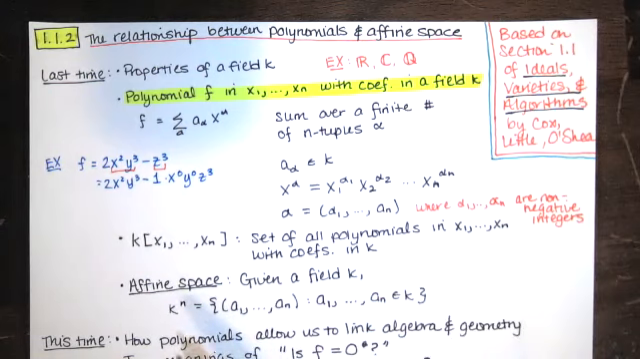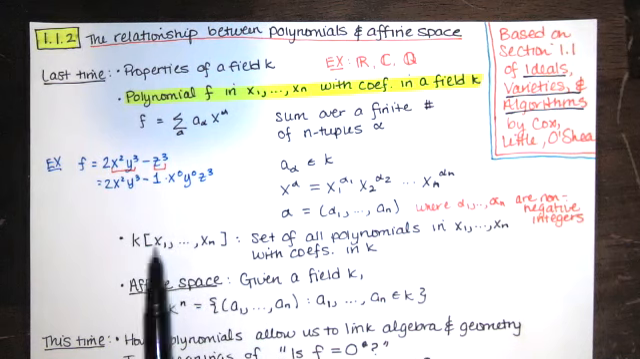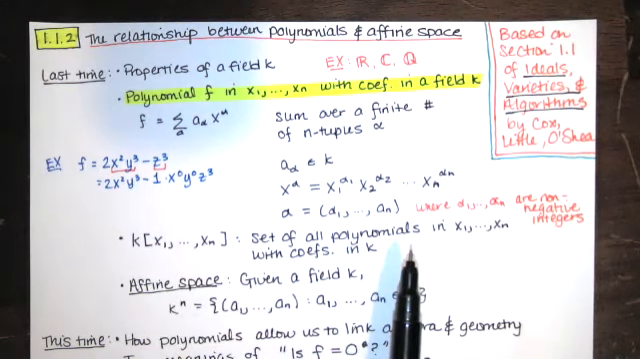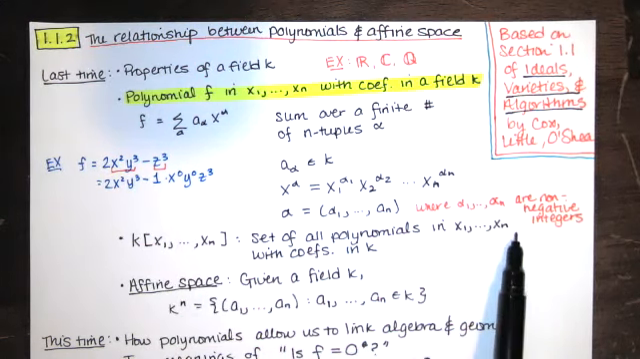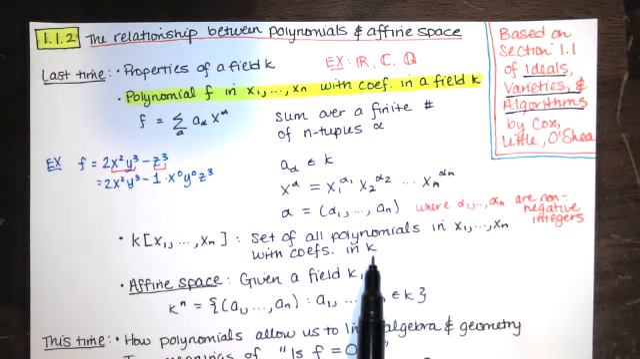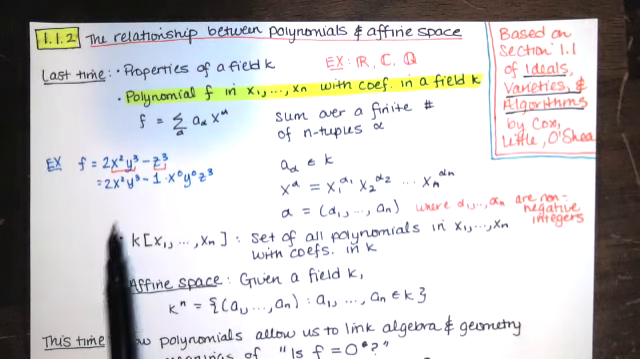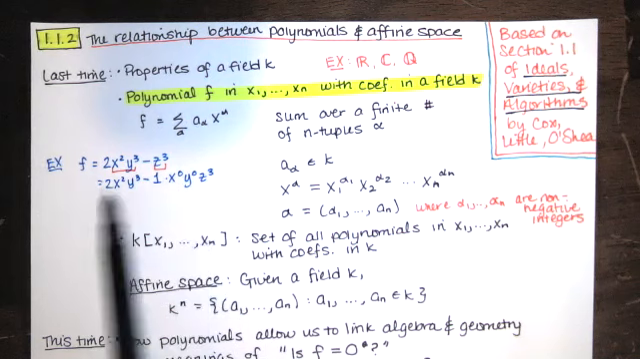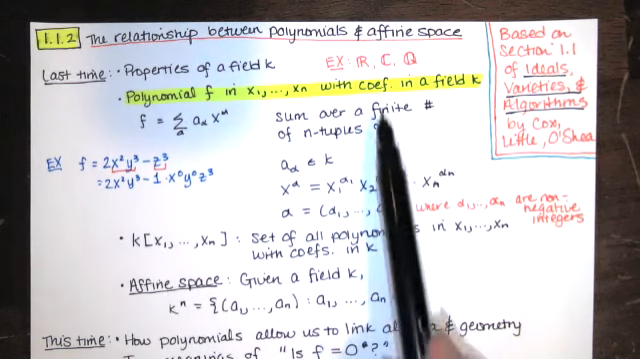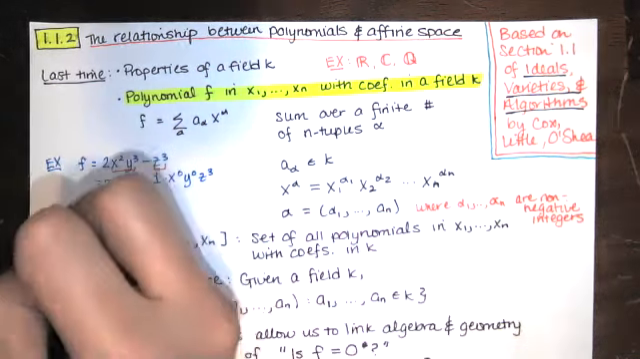So that was all in the last video. Then we also introduced this notation. K is a field, and then you've got these square brackets, and then the variables x sub 1 through x sub n. This represents the set of all polynomials in these n variables with coefficients in the field K. So this is just a single polynomial, and we can choose any one of these fields.